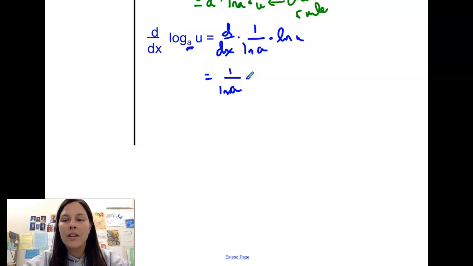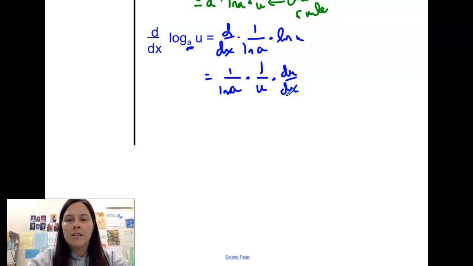So the derivative of natural log is 1 over what you're taking the log of, and then we've got that chain rule piece, du dx. So we'll clean this up just a little bit. I'm going to put 1 over u times the natural log of a all together, and then you can have that du dx or u prime. The book will write it with that u prime in the numerator, and then u natural log of a in the denominator.